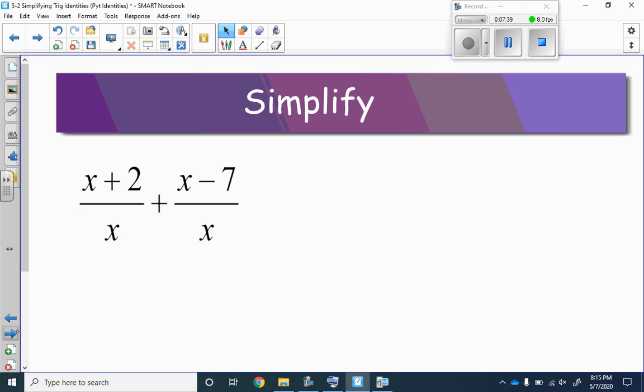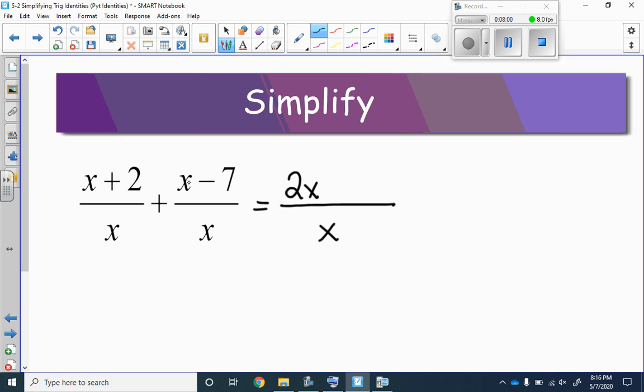Now, the next couple that I want to get into is working with some fractions. So just a reminder to you of how you simplify fractions. We know that when you have a common denominator, we just add the numerators together. So here we have an x in our denominator, so 1x plus 1x would be a 2x. 2 plus a negative 7 would be negative 5, and that is how you simplify with a common denominator.